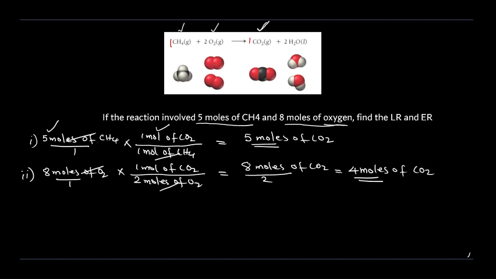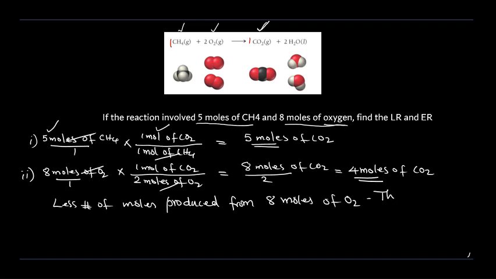So I can see that the carbon dioxide produced from 8 moles of oxygen is less than the carbon dioxide produced from 5 moles of methane, or CH4. So there is a smaller number of moles produced from 8 moles of oxygen. Therefore, oxygen is the limiting reagent in this case. And definitely, which is going to be our excess reagent? CH4 is the excess reagent. All right.